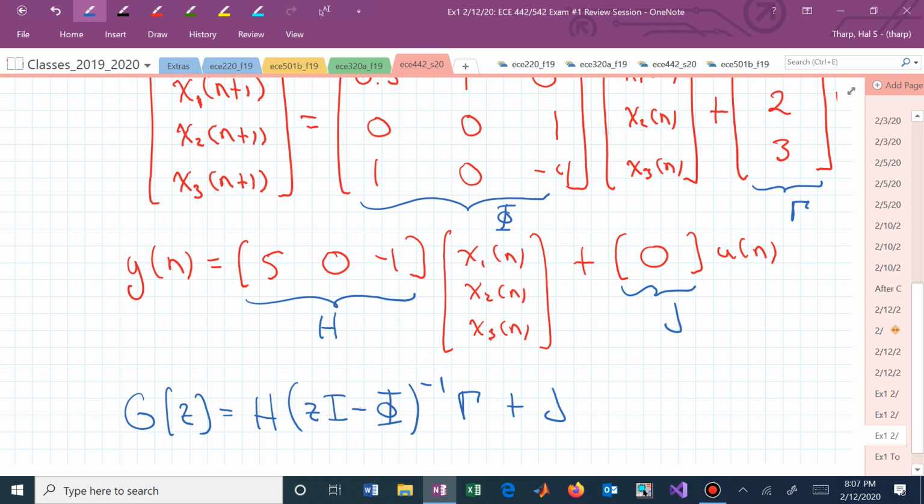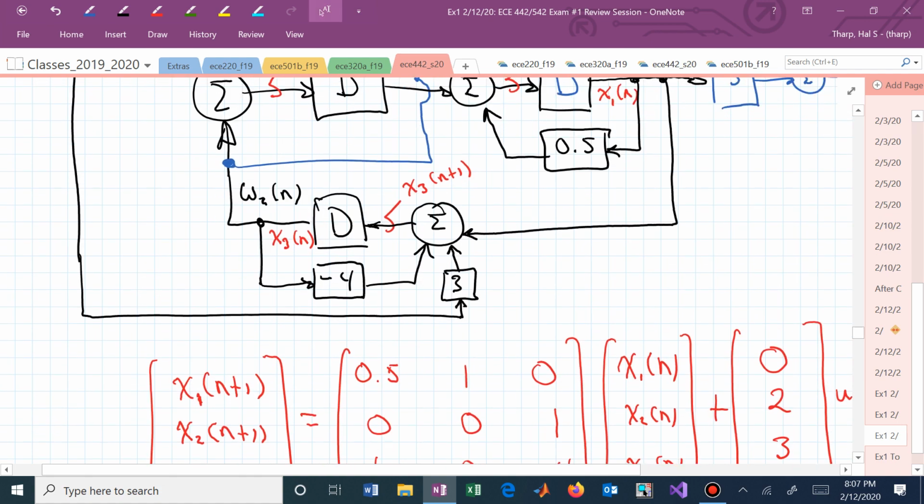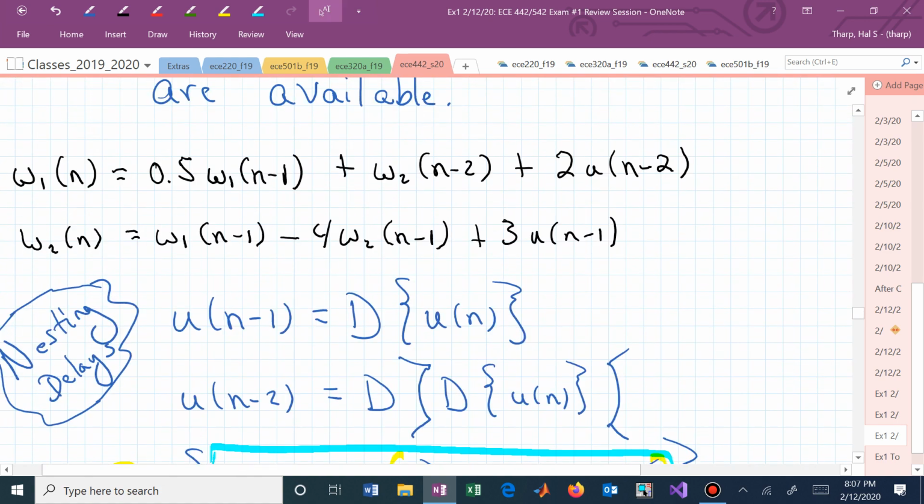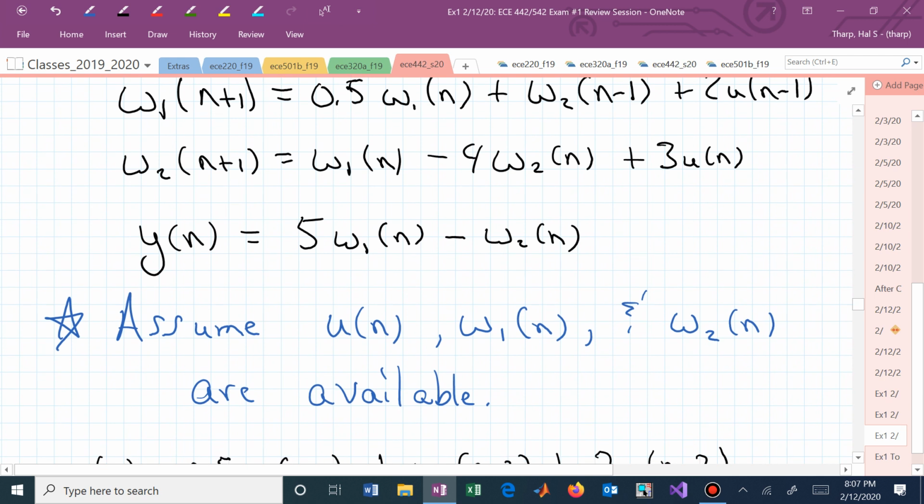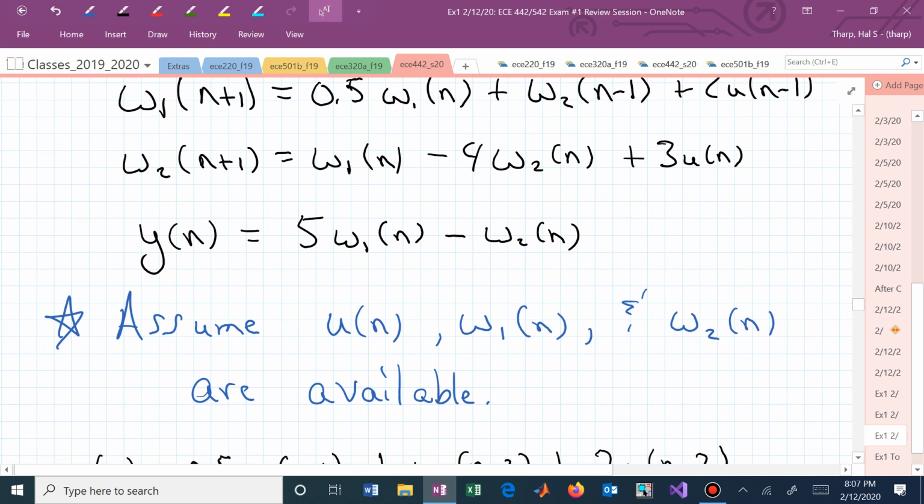Yes? Sorry, can you go over how you got H? Because I think it has something to do with what you defined Y as N. So H was determined by how I had originally defined the output, and that was way back here. I said Y is 5W1 minus W2.